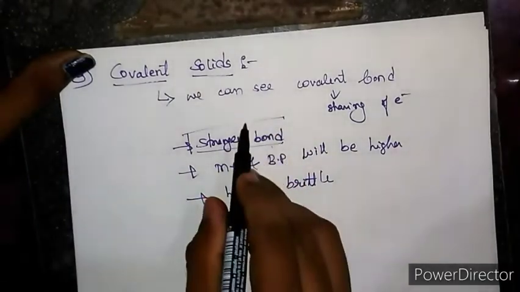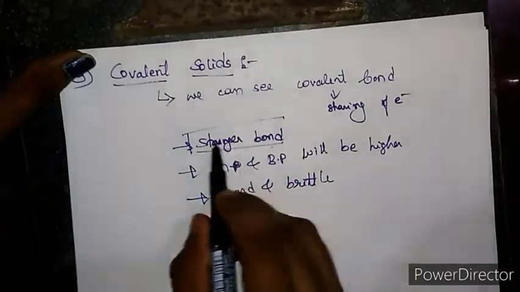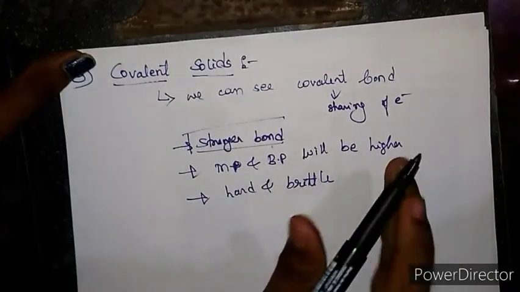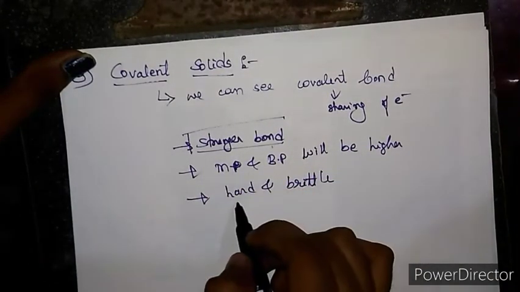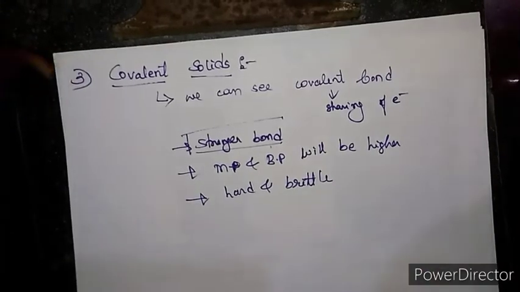If the bond is weaker, then the melting point and boiling point will be lower, and the solid will be softer. That is the thing you need to remember.